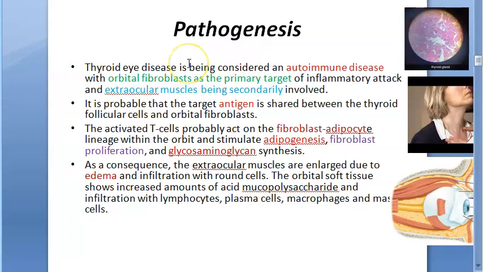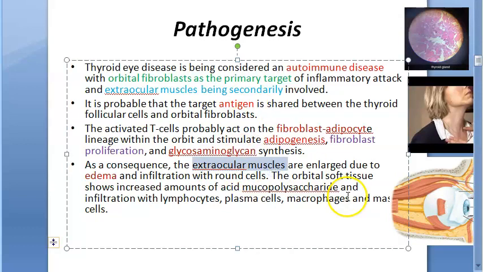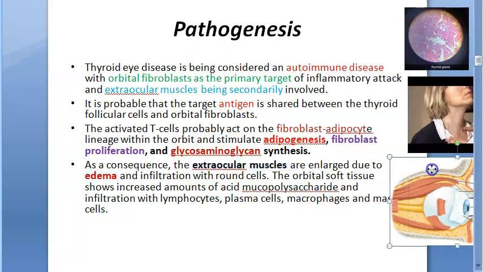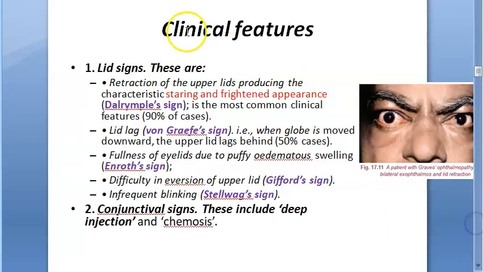Pathogenesis: basically the antibodies are attacking whom? The antibodies are attacking both the thyroid gland and the eye. First, the orbital fibroblasts are attacked. Then there is attack on the extraocular muscles. So there is going to be adipogenesis, fibroblast proliferation, and glycosaminoglycan synthesis. These are important. Then the extraocular muscles are going to undergo edema. So all this will lead to what? Compression in the orbit. The orbit is getting compressed because of all these excess things that are there.